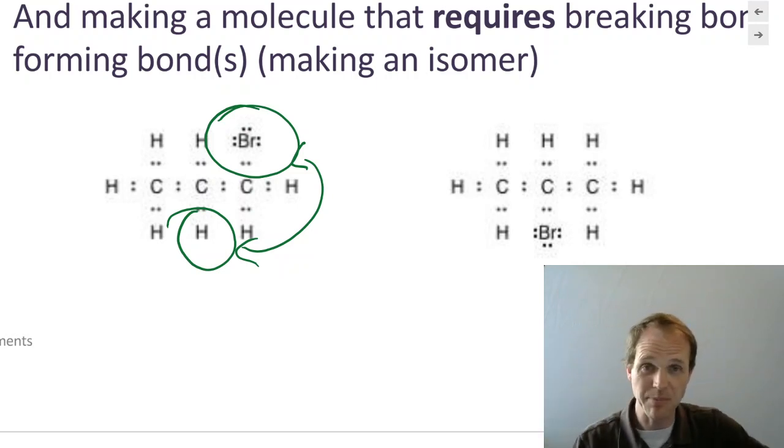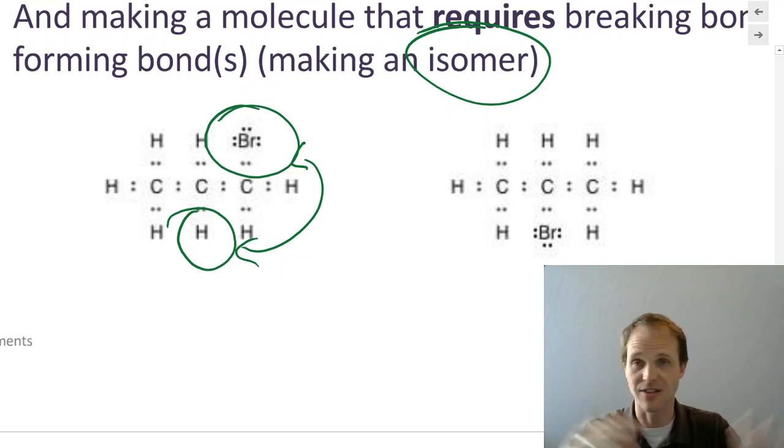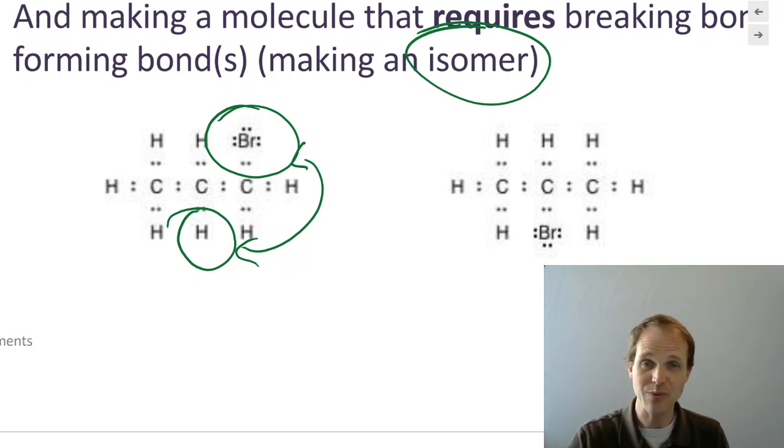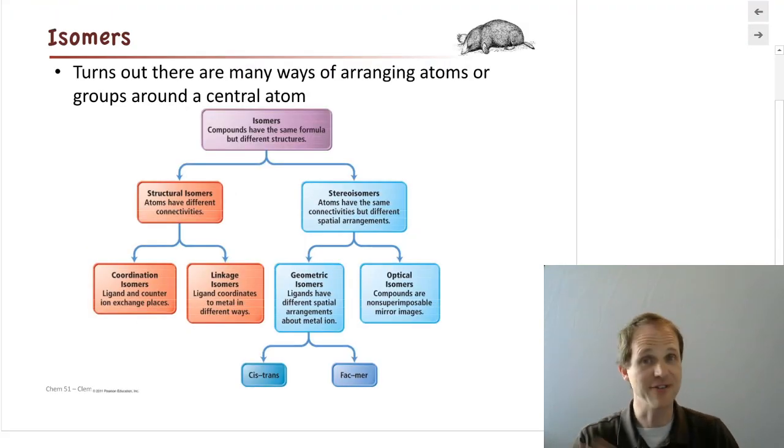So you have to break a couple of bonds and make a couple of bonds. That is an isomer. I've got the exact same things: the three carbons, all the hydrogens, the one bromine, but I've rearranged them in such a way that they are connected differently. Same chemical formula, but a different arrangement of the molecule, more than just rotating a bond. Breaking a bond, making a bond. That is an isomer.